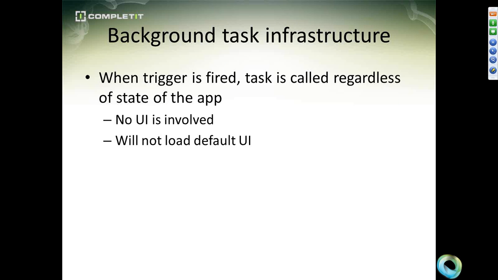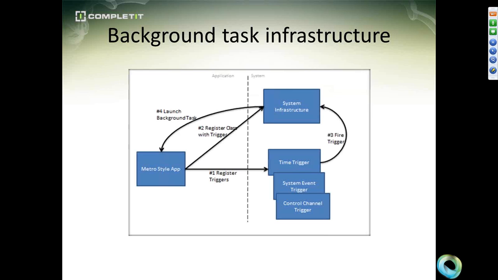We've already seen this. Now, this is basically how the entire infrastructure is being set up. You have your Metro style application, and it has code that it needs to execute. It can be a background task. And it will say, this background task needs to be attached on this and this trigger. Can be one trigger, can be more than one trigger. At some point, one of these triggers will get hit, and your code that was registered with the system infrastructure attached to that trigger will then be executed, no matter what the state of your main application is.